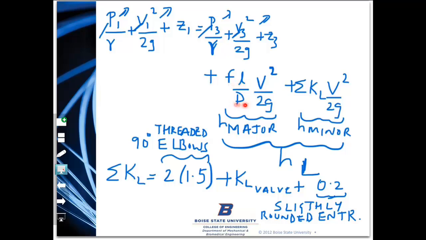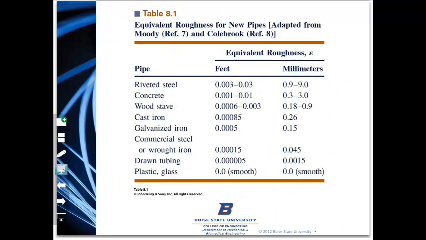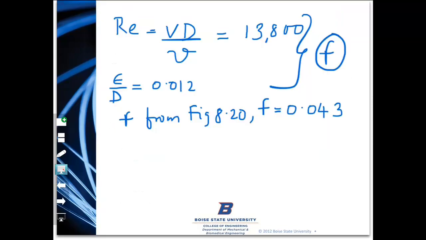Okay, so I can do that. I know the diameter of the pipe, it's half an inch. And I know the velocity which we computed earlier. So I know everything. The only unknown is KL valve. So if I put that in, KL valve turns out to be 5.7.